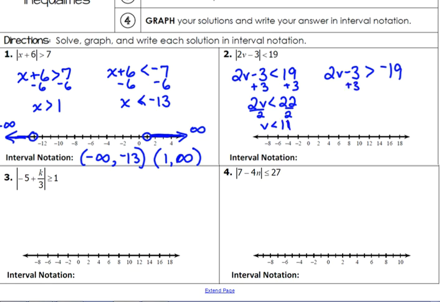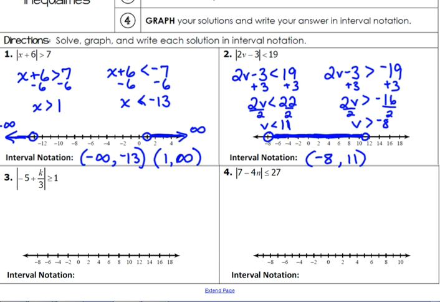Other case, add 3 to both sides, 2b is greater than negative 16, divide by 2, b is greater than negative 8. This one started as a less than. Less than is the one that gets sandwiched. So we are less than 11, between 10 and 12 there, and we are greater than negative 8. Open circles, because there are no equal to's. So we are between those 2 values. So our interval notation, negative 8 to positive 11.